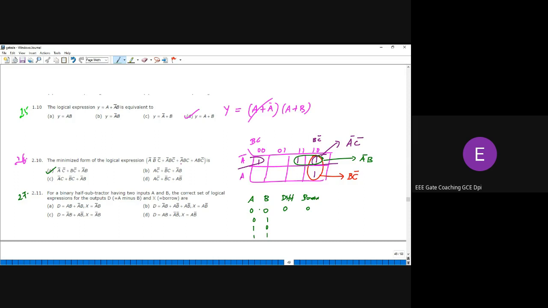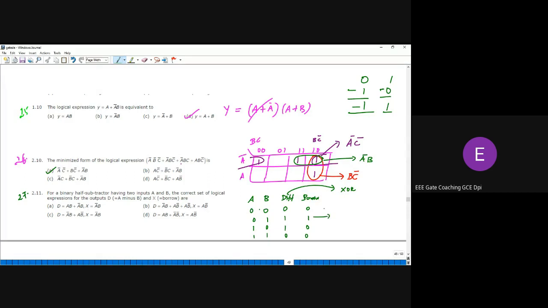Okay, so what is 0 minus 1? 0 minus 1 is minus 1. So minus 1 represents borrow is 1. Okay, borrow is 1, difference is 1. Okay, what is 1 minus 0? 1 minus 0 is 1. So here borrow is 0 and the difference is 1. What is 1 minus 1? Difference is 0, borrow is also 0. Okay, so this is nothing but your XOR gate. Yeah, this is XOR gate.